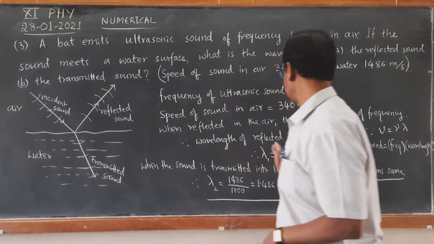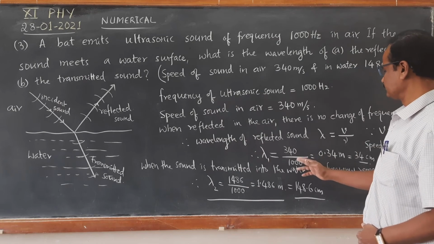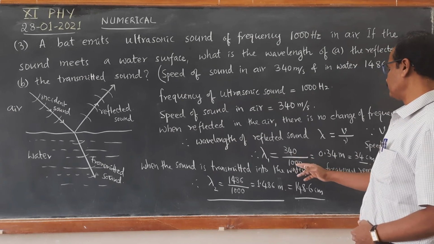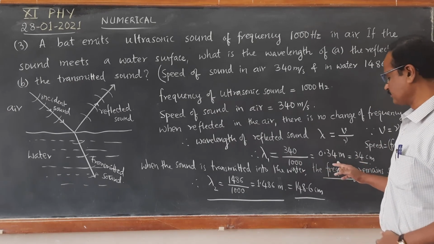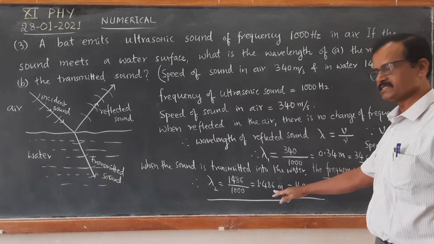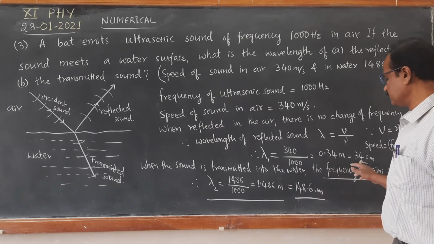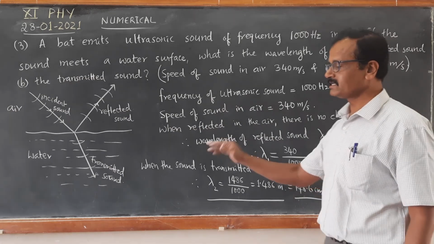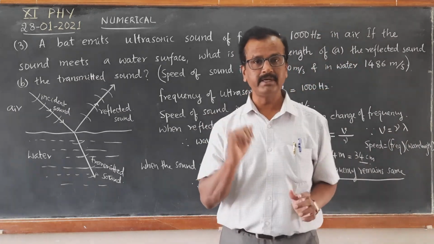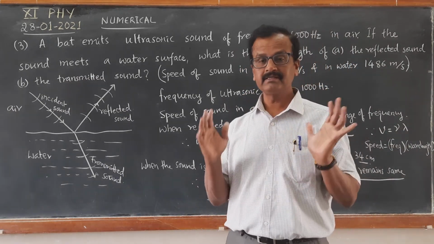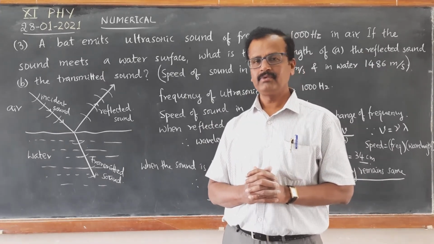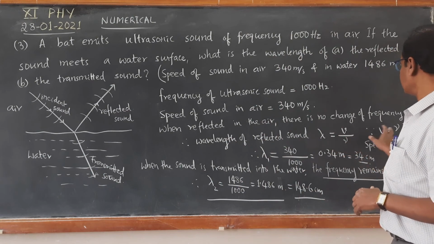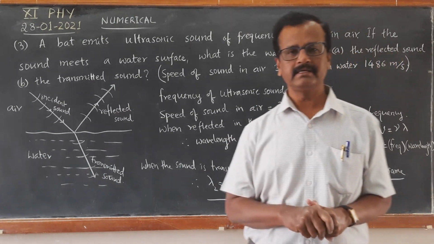Whereas here, the wavelength is increasing. You can just see here, from 0.34 it is increasing to 1.486 meter. It is 34 centimeter. It is increasing to 148.6 centimeter in case of sound wave. If it is a light wave, then wavelength decreases. This is how we can apply the equation V is equal to nu lambda and get the result.